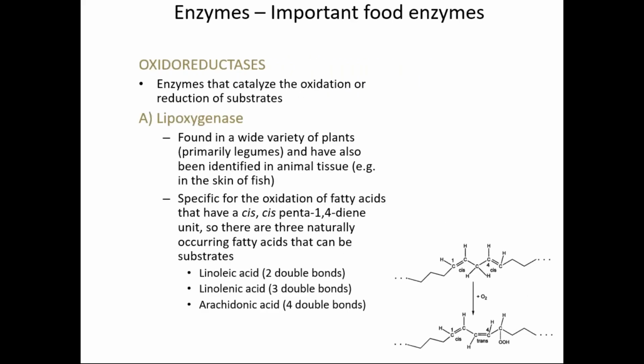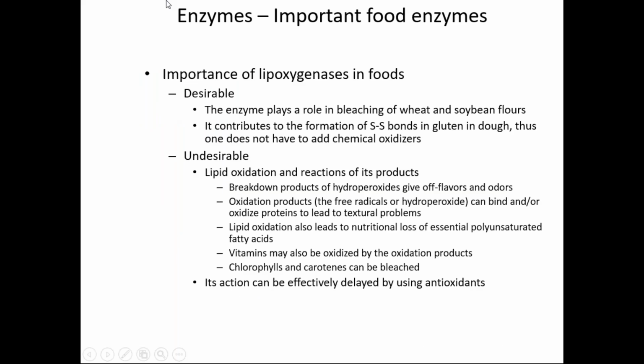Among the oxidoreductases, the lipoxygenases which are present, especially in soybean, are important. They are produced in a large variety of plants, and they bring about the oxidation of fatty acids to give you linoleic acid, linolenic acid, and arachidonic acid. So the desirable effect of the lipoxygenases is that they are used to bleach wheat and soybean flours. It also contributes to SS bonds.